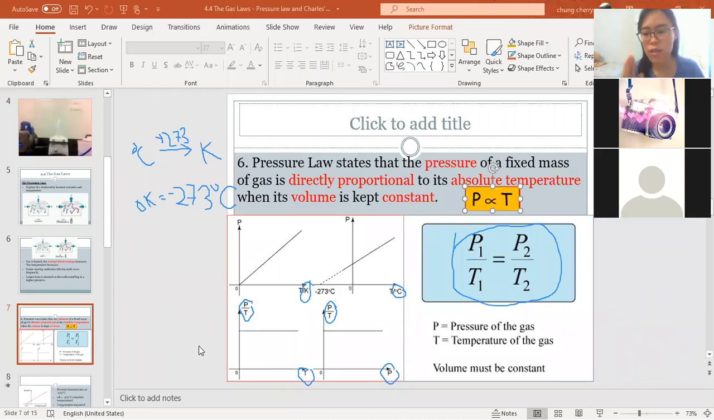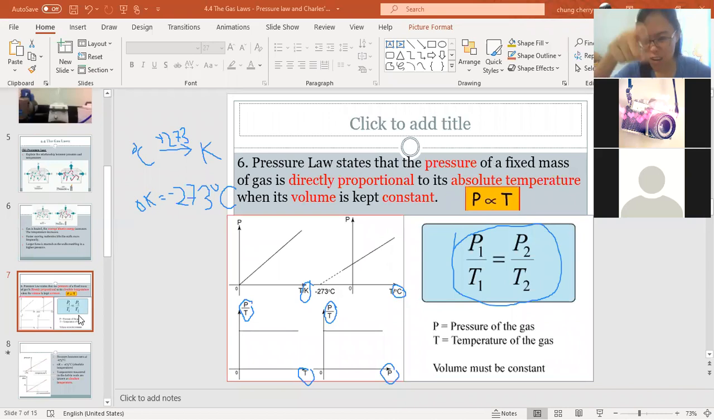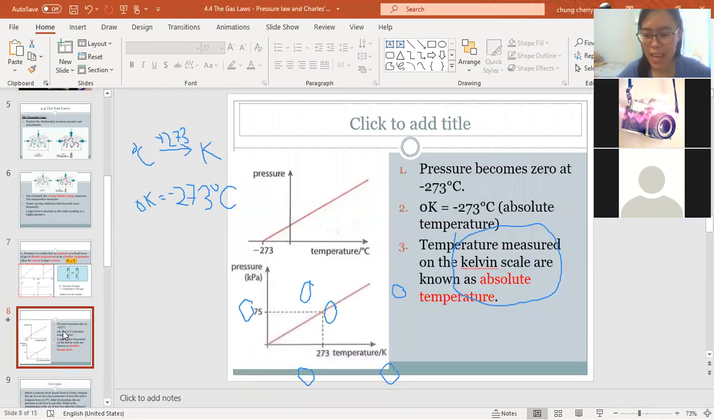Okay, so please take note of the Kelvin and the degree Celsius. The straight line graph passing through the origin is only available when the temperature is measured in Kelvin.